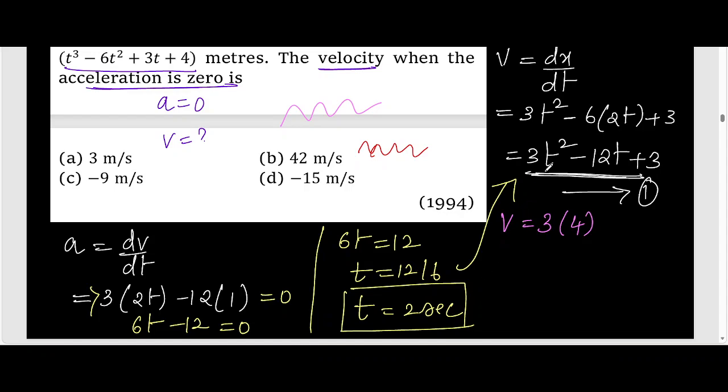So we'll just continue. 3 into t square, the t value is 2, so 2 square is 4, minus 12 into t, which is 2, plus 3. 3 fours are 12, 12 minus 24 plus 3. Simplify this: 12 plus 3 is 15, and 15 minus 24 is minus 9 meter per second. So the velocity when acceleration is 0 is minus 9 meter per second. Answer is option C.